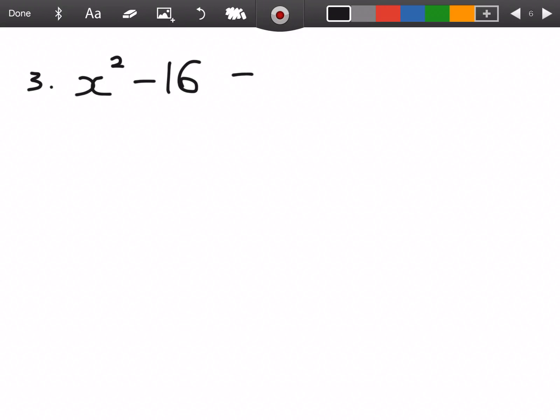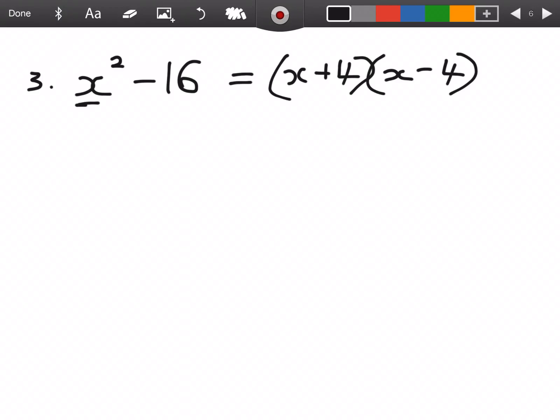This here, I'll give you a wee hint. It does look like this. I'm hoping it's coming back to you if you're still not sure. And the number that goes in each bracket, one's a plus, one's a minus, is 4. This is what we called the difference of two squares. And it's when we have one term squared, take away another term squared. That 16 is also 4 squared. Right? Hopefully that looks familiar there.